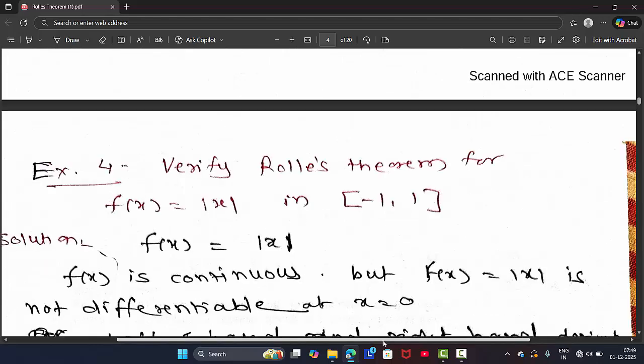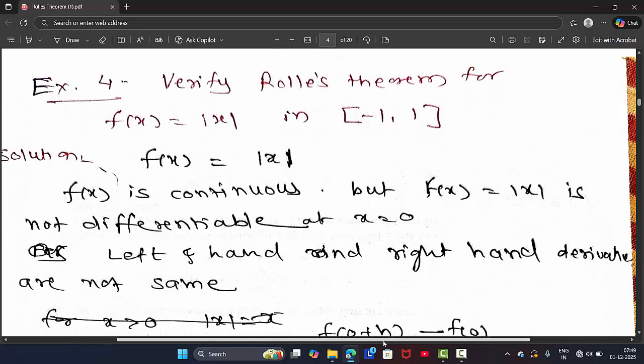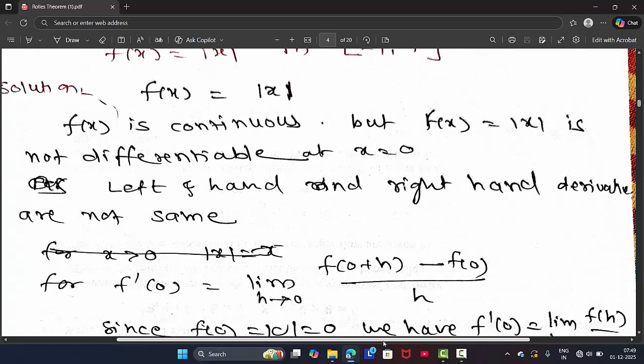Example 4. Verify Rolle's theorem for f(x) equals mod x in the interval minus 1 to 1. We shall assume that f(x) equals mod x. F(x) is a continuous function, but this mod x function is not differentiable at x equals 0. Why is it not differentiable? It is not differentiable at x equals 0 because its left hand and right hand derivatives are not equal.